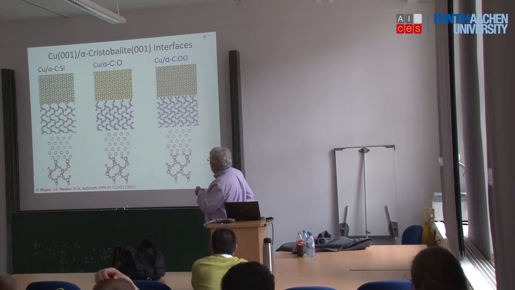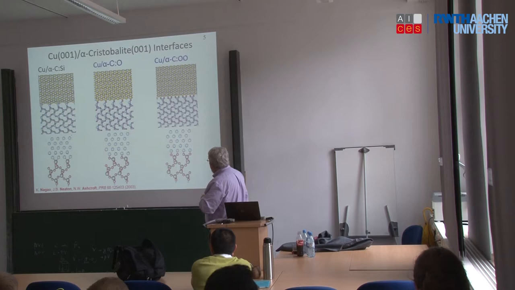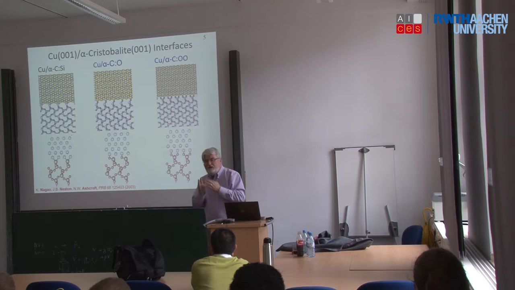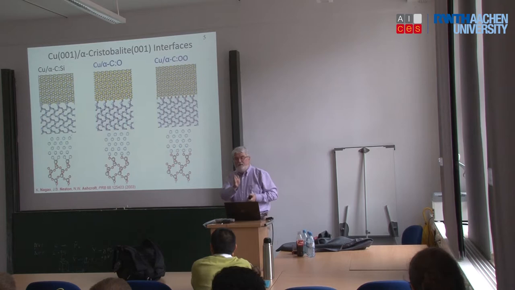And the question is, what is the bonding here? Here we've got copper and this is silicon, directly bonded. Here we've got copper, oxygen, silicon, so it's copper bonded to the oxygen, and here we have a slightly different structure with two oxygens. So these three are distinct structures, three different possibilities for the interface between copper and silicon, depending on the termination of the silicon. And that's what they looked at from DFT.